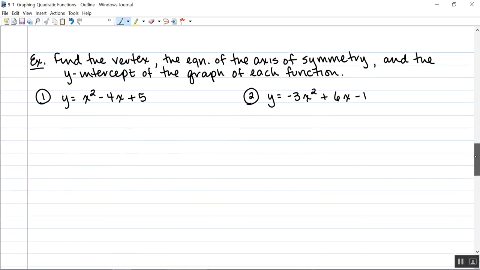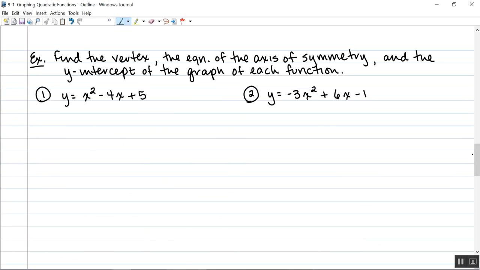Let's take a look at a couple more examples here. Now we're not given a graph, but we're given the equation, we're given the function, and we have to find the vertex, the equation of the axis of symmetry, and the y-intercept. So the first thing I would like to do is identify what a, b, and c are. So a is 1, b is negative 4, and c is 5.